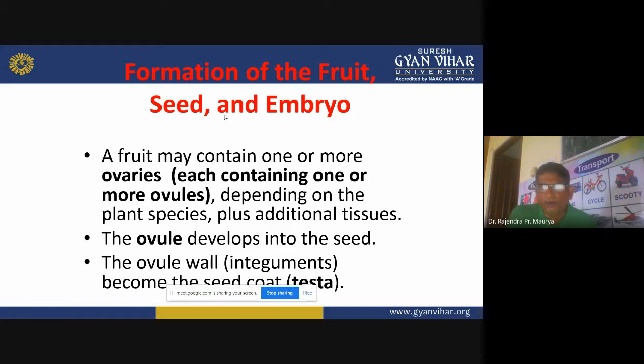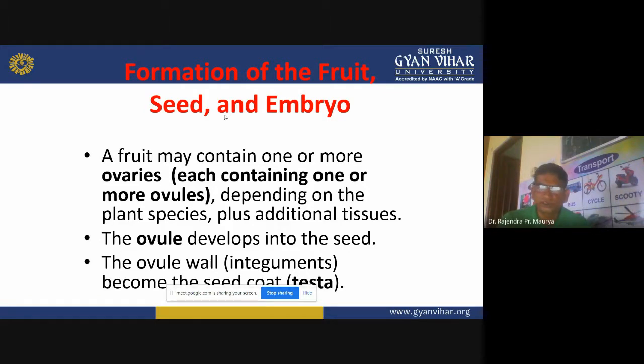Or in the case of a single ovary, that is mango, guava, lime, lemon, orange, apple, pear, peach, etc. These are the examples. So we can say each contains one or more ovules.